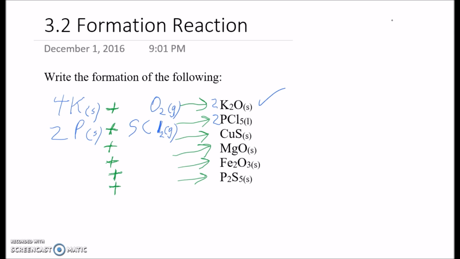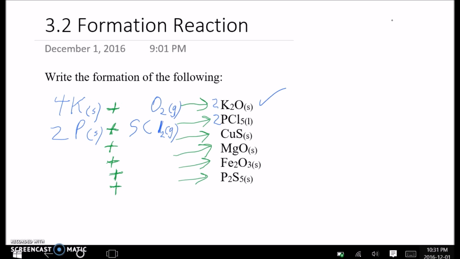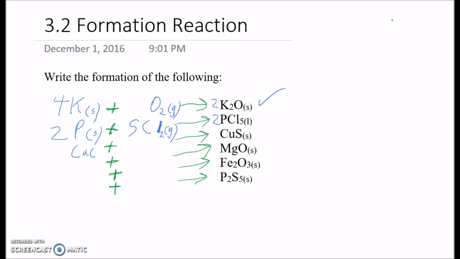Okay, next one, copper sulfide. So we need to make sure we have copper, solid, and we've got sulfide, gas, I believe it comes. The state I could be wrong, but if I am, that's okay. That's not the important part. So Cu, that's copper. How many of that do we have on the right? 1. Sulfur, we've got 1, done. We don't even need to do any balancing. How nice.